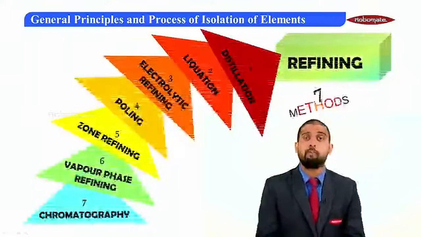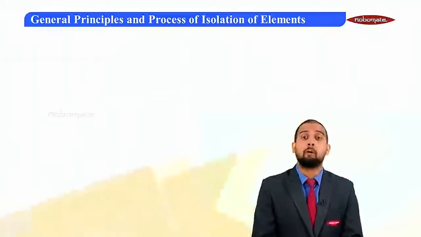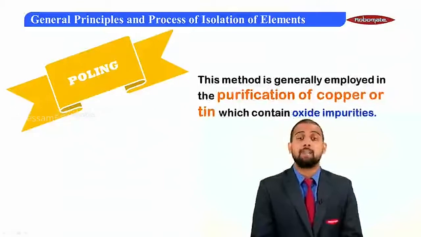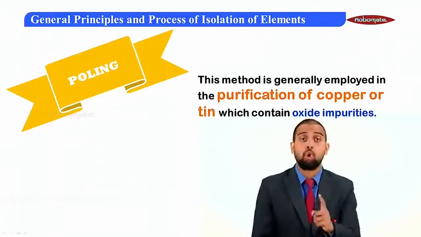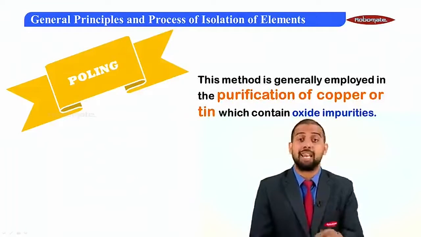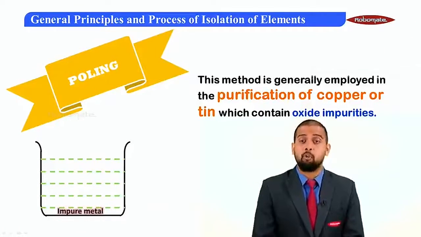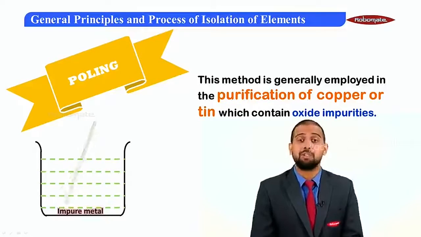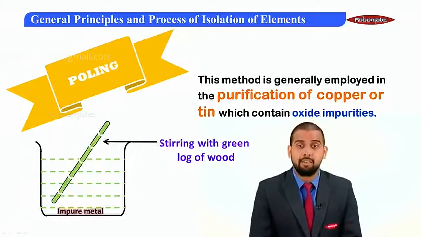Now going for the fourth method of refining, which is called poling. All you have to remember about poling is, this is the technique which can be used only for the purification of copper or tin, only when they contain their own oxide as an impurity. It's a very simple technique in which we take the impure molten metal and just take a normal green log of wood and stir the impure metal.